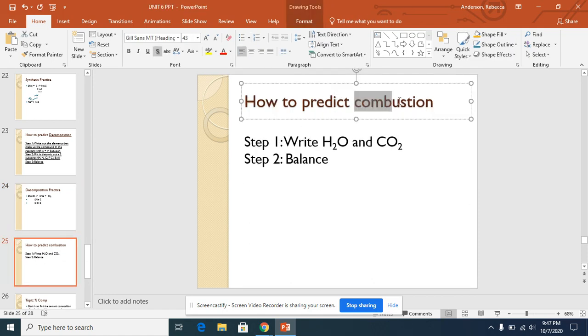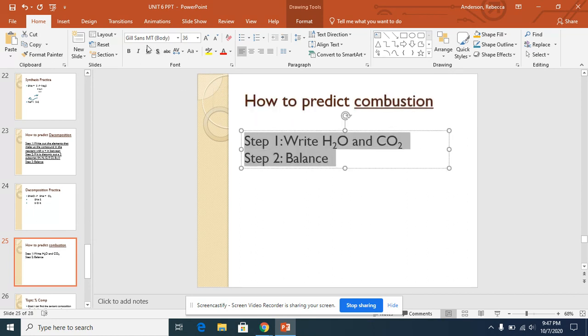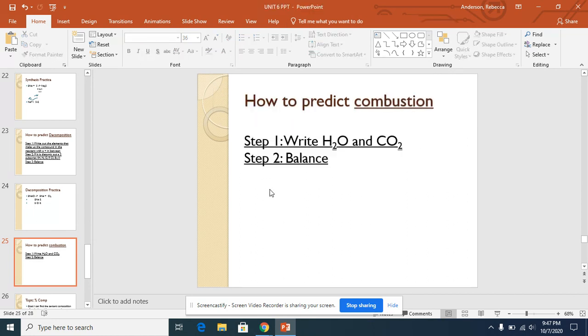How to predict combustion. Now this one has a lot of steps. Step 1, write H2O and CO2. Those are your products. You don't have to do any crisscrossing. You don't have to look at any list. If your reactants only have H, C, and O, if it is a combustion reaction, every single time your products will be H2O plus CO2. Once you've written those down, you will balance your reaction.